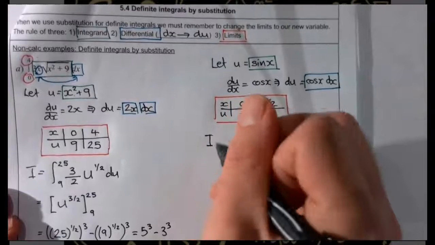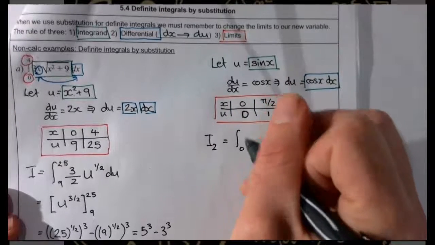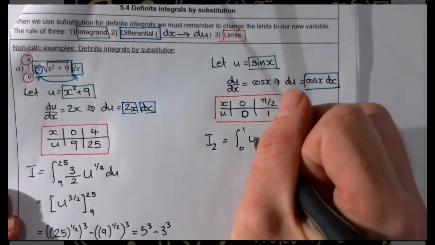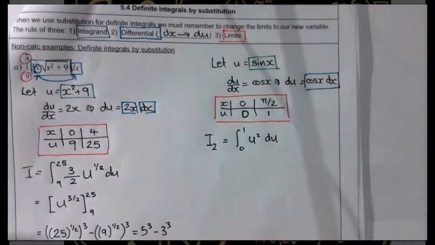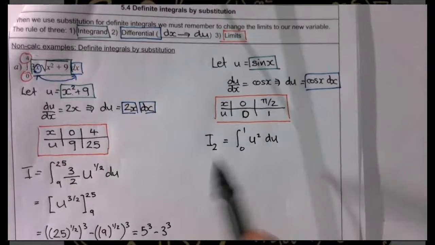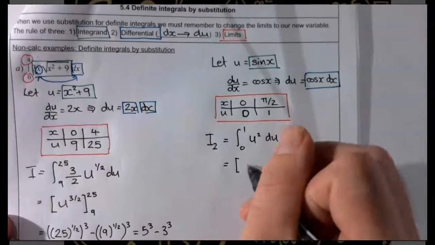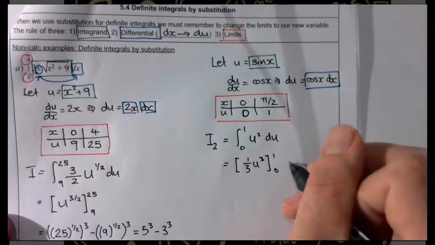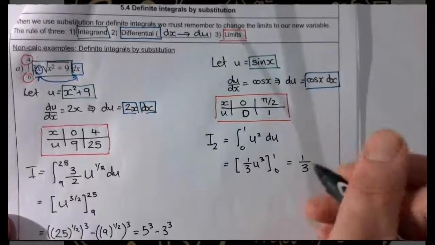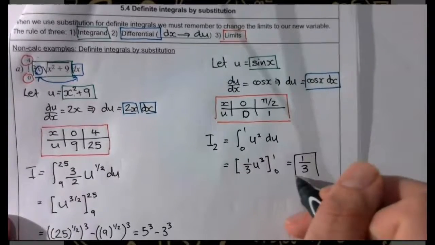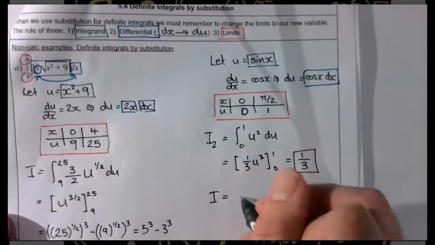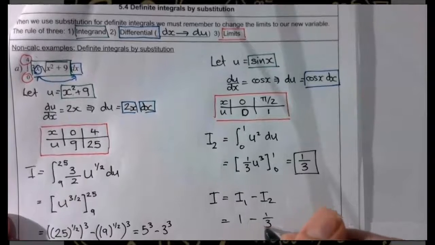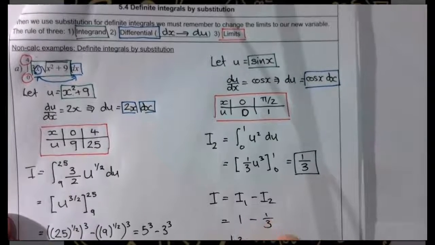And my second integral, I2, integral between 0 and 1, must have them the right way round, of u squared du. And that complex integral we had before in terms of x has simplified drastically. We're on the home straight. We integrate that, we get a third u cubed between 1 and 0. We substitute in, and we get an answer of a third. So the overall integral was I1 minus I2. So that is 1 minus a third. So that is 2/3.